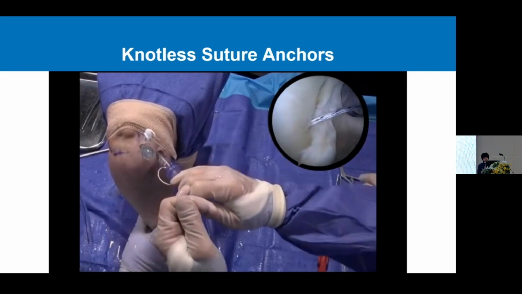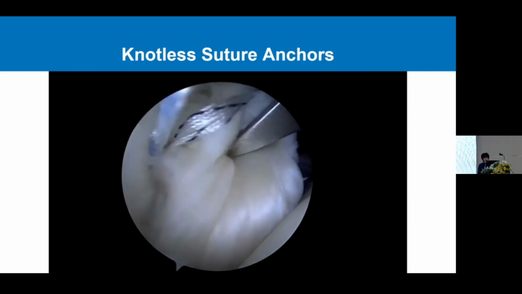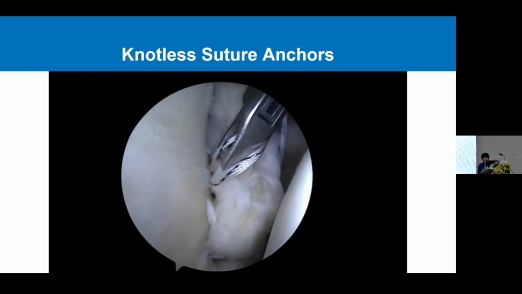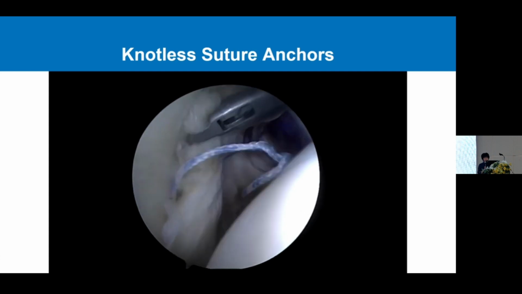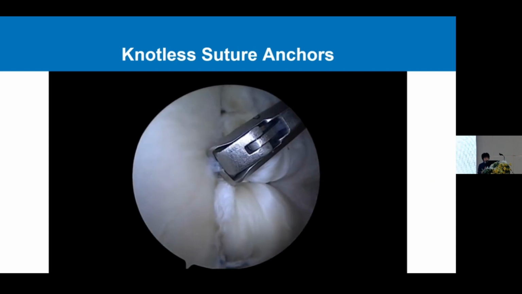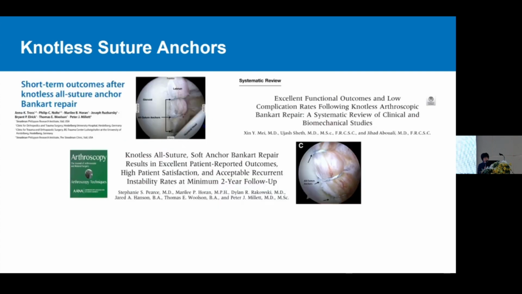Use the same manner from inferior to superior glenoid level, respectively. And by applying the tension, use the grasper to hold the capsulolabral tissue for securing the fixation. The advantages of knotless suture anchors are technical simplicity, low profile repair, and it can reduce the operative time.